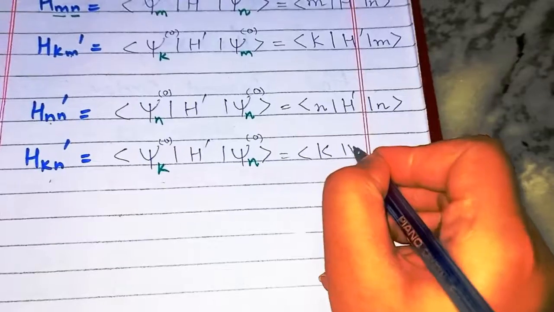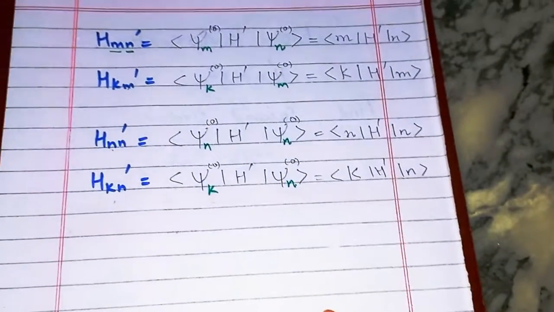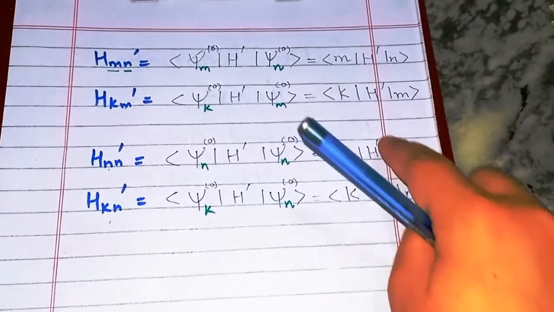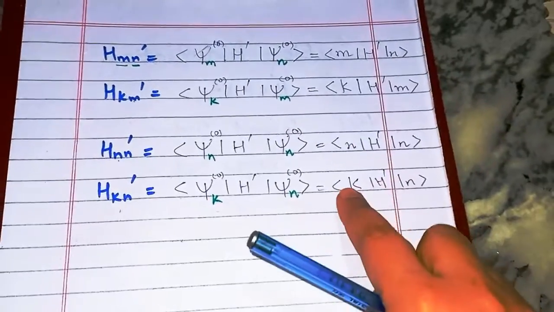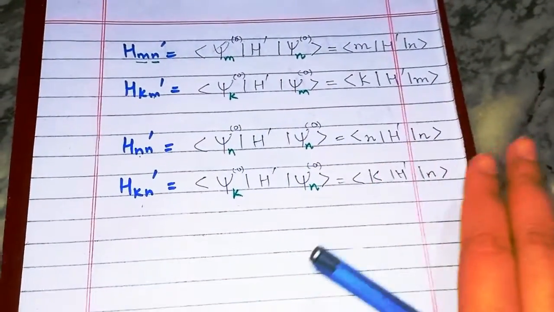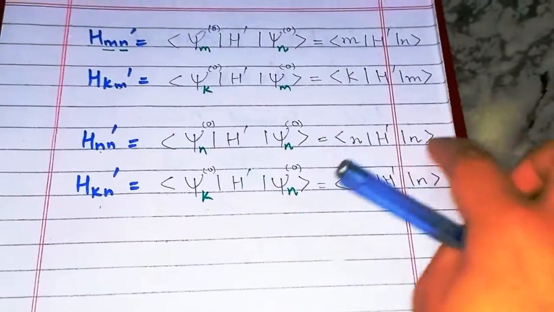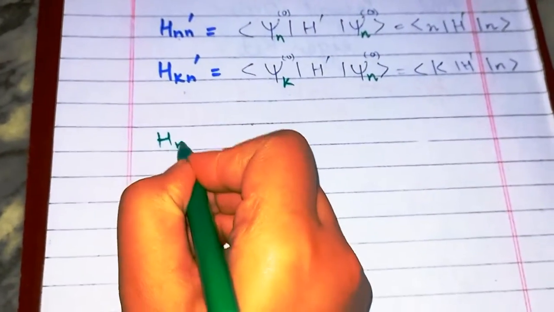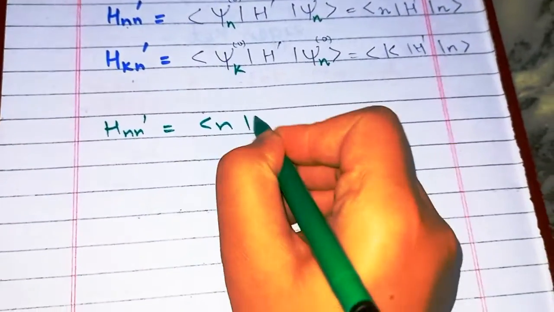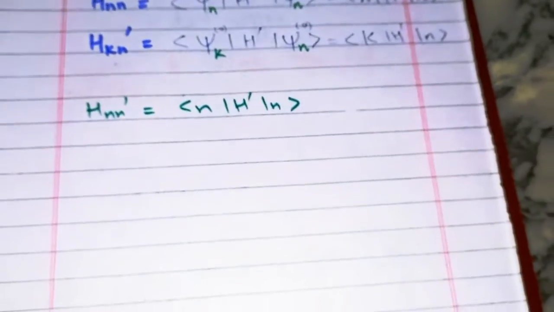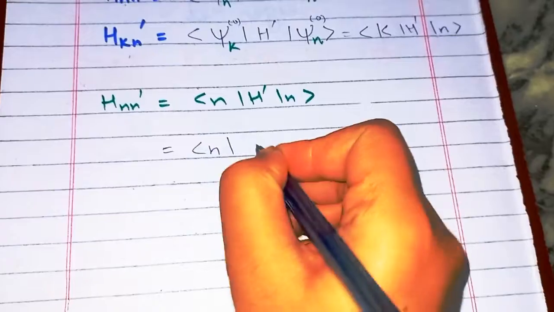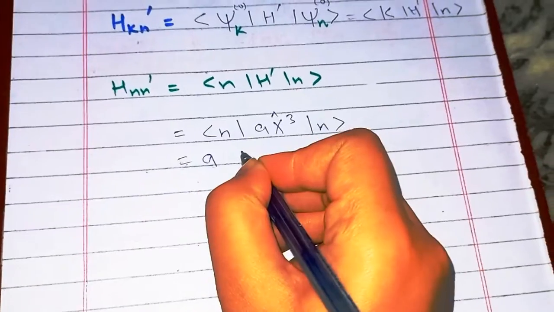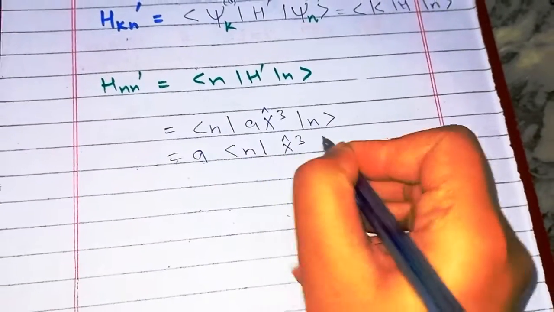⟨k|H'|n⟩. All right, and first of all, I'm gonna calculate this one because it doesn't involve any summation. You can see that the others, ⟨k|, ⟨m| and so on, all involve some kind of summation to solve, but this one could be solved really quick, and let's do that and you'll see why I'm saying that. ⟨n|H'|n⟩ equals ⟨n|H'|n⟩ again, and we have the perturbation. Let's put that perturbation in here, a x cube. We can take a outside because it's constant, and ⟨n|x³|n⟩.